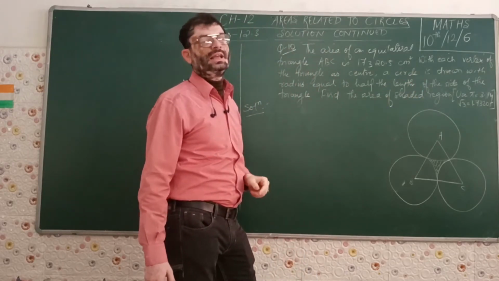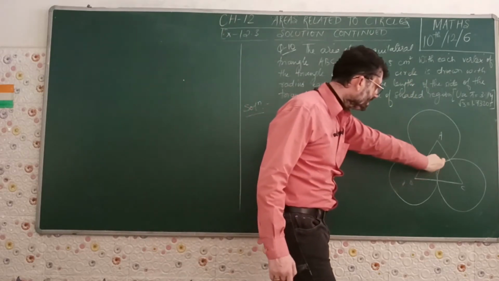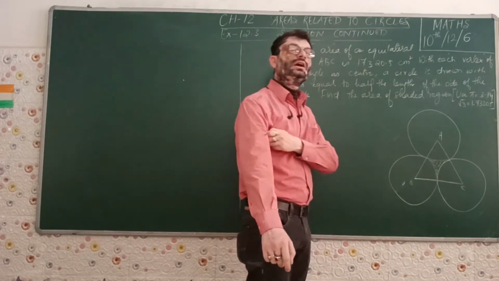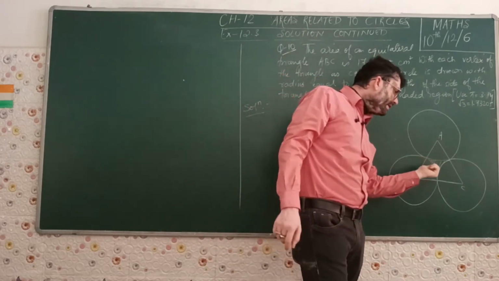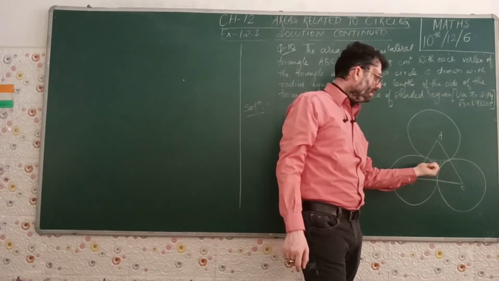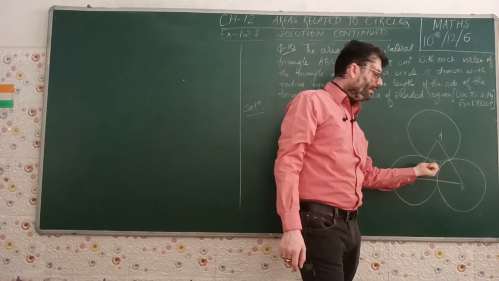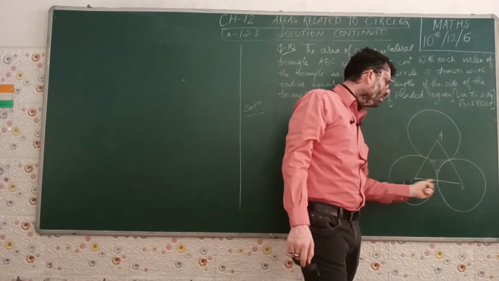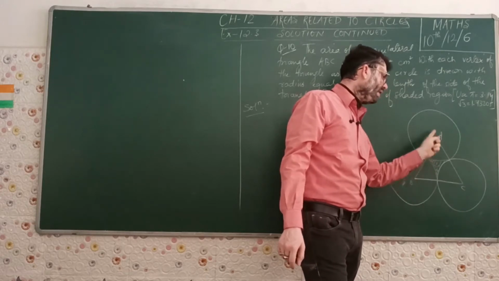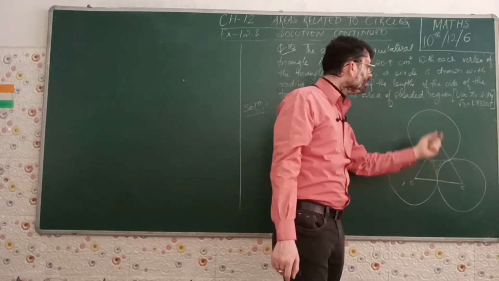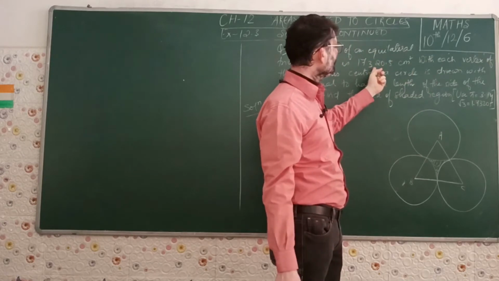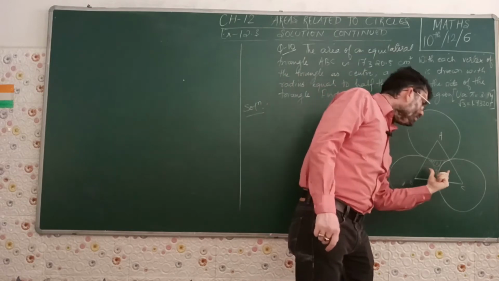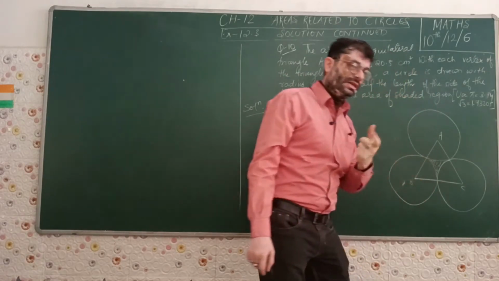We need to find the area of the shaded region, and this is the shaded region that we are talking about. In order to find the area of this shaded region, what will we have to do? We will have to subtract these three sectors from the whole area of the triangle. Area of the triangle is given to us as 17320.5 centimeters square.